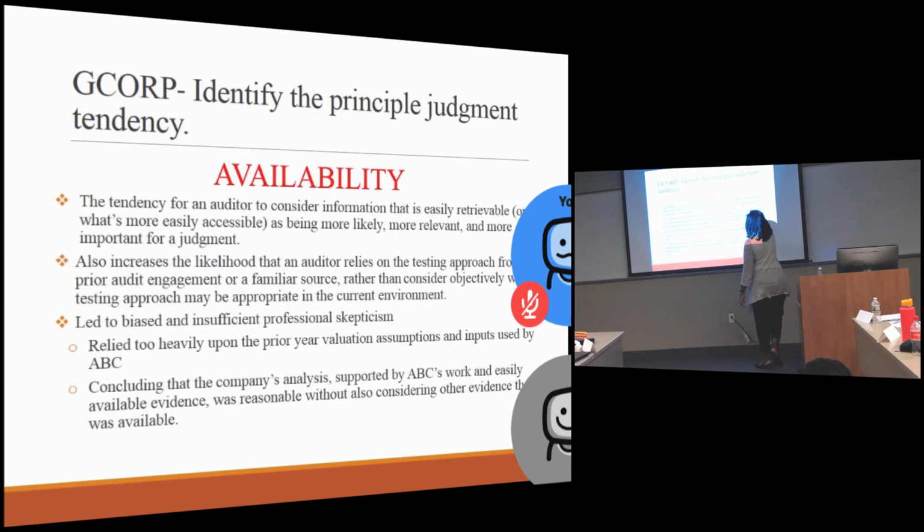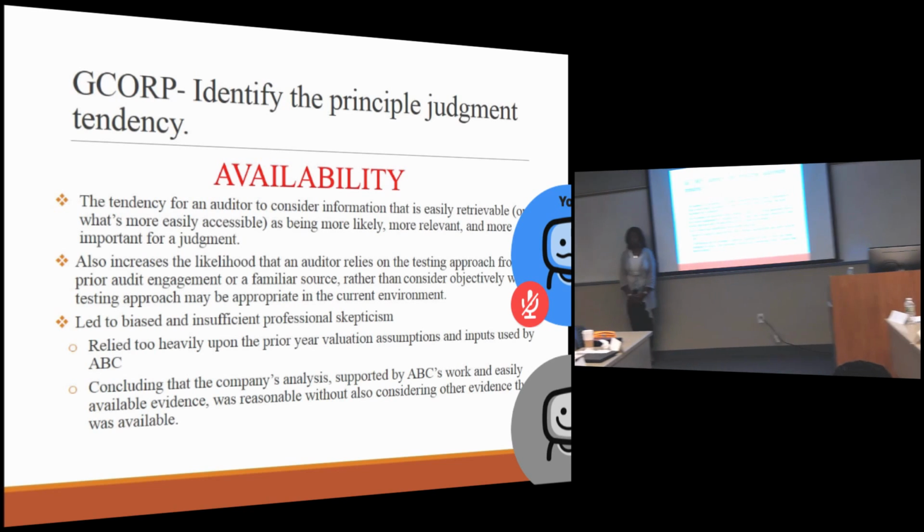So they relied too heavily on prior year evaluation assumptions and inputs used by ABC. Clearly there was a change in the environment, and it was evidence that was easily available to them, so to her. So she just considered the evidence that was available. So what could she have done to avoid this? How do you prevent doing that? We talked in some examples of it, but how do you avoid the availability judgment?